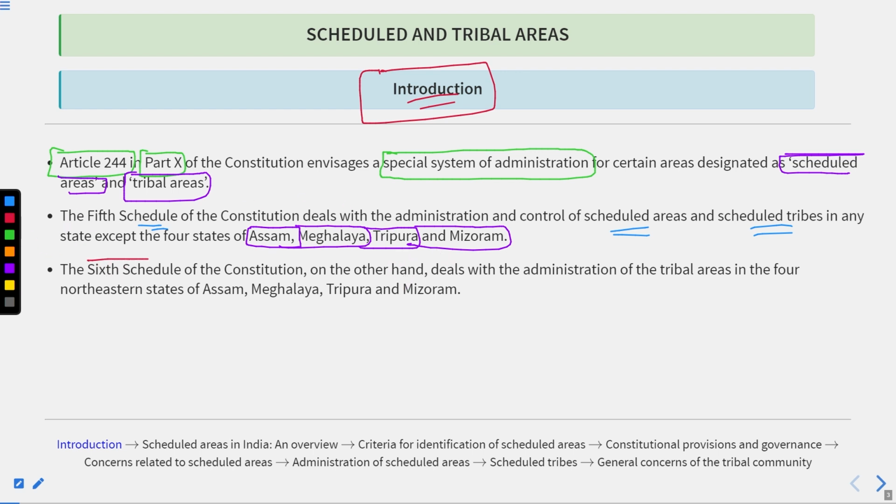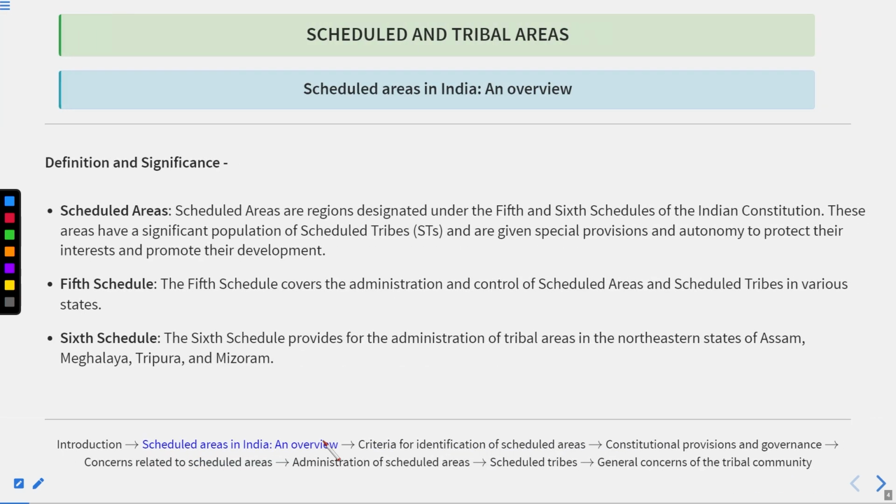Then the 6th schedule of the Constitution, on the other hand, deals with the tribal areas and their administration in these 4 states: Assam, Meghalaya, Tripura, and Mizoram. All right, that is what we have seen.